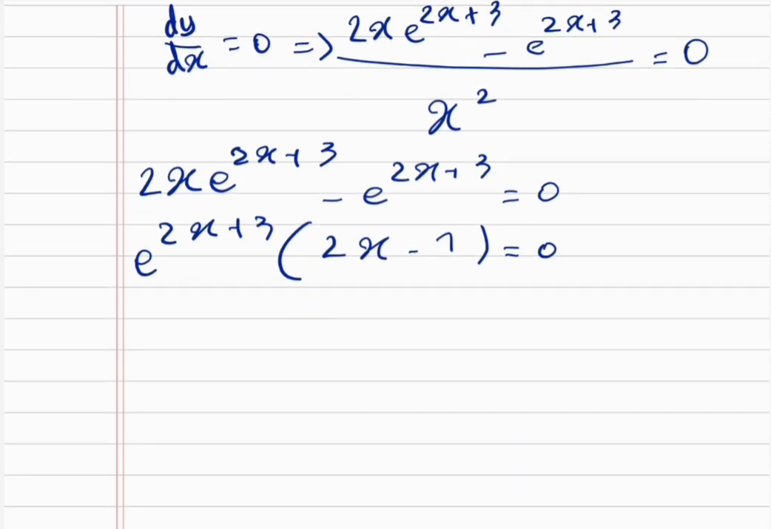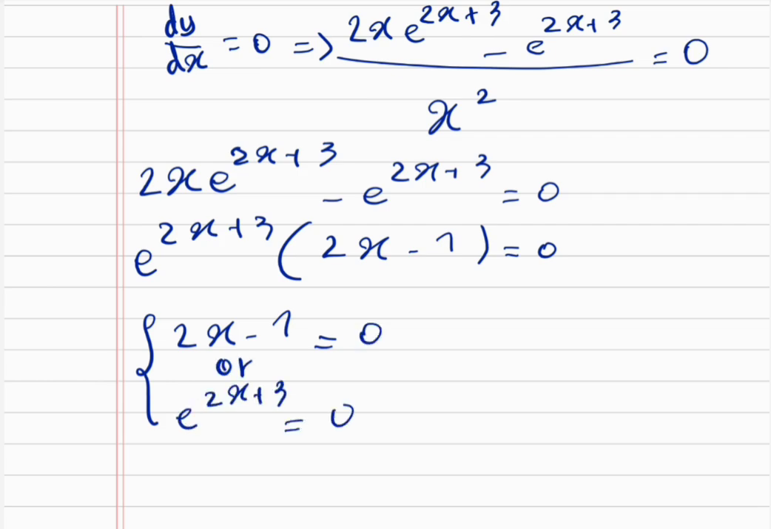So this is the interesting part, because if we want to solve this equation, there are two cases. Either the term in the bracket is equal to 0, or the other term is equal to 0. So if you solve the first equation, obviously x is equal to a half. That's one of the stationary points.